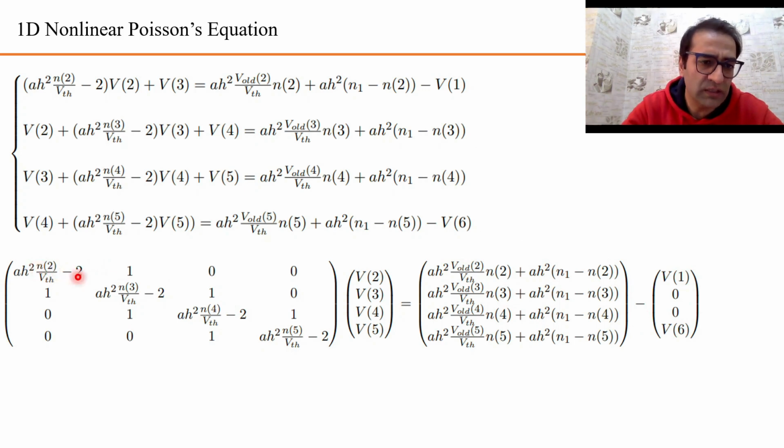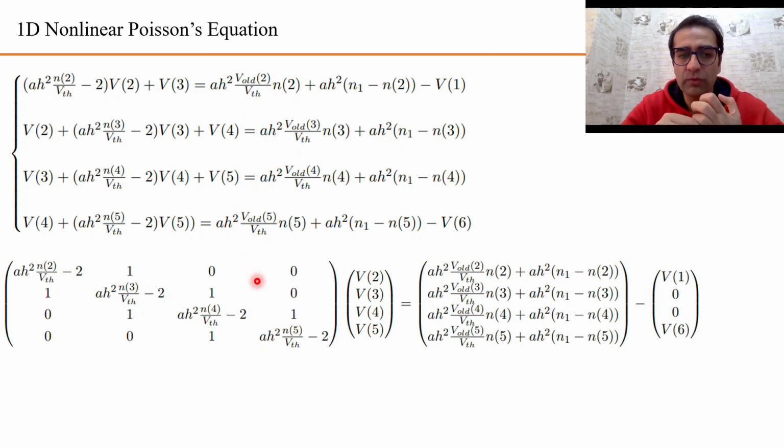If you just multiply this matrix by the V's, you will end up with a system of equations. Very simple. For example, in the first equation, you see that the coefficient of V2 is this, 1 multiplied by the V2 is the same term, and 1 multiplied by the V3 is the same term. And on the right-hand side, we have this term here and this one here, and the same for the rest of the equations.